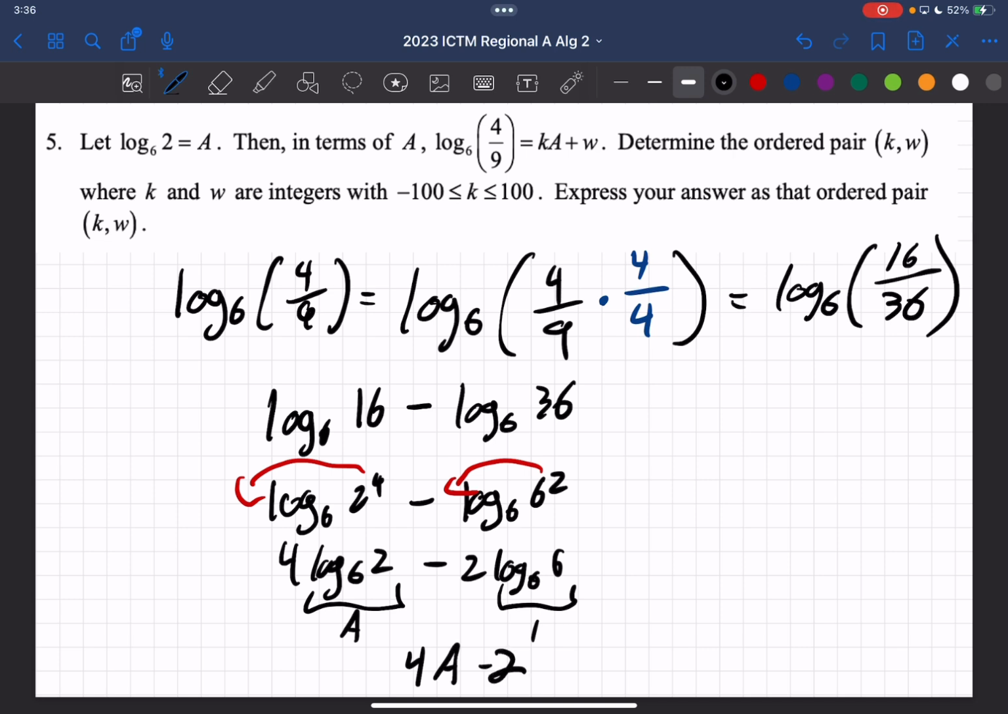So that means our ordered pair is 4 comma negative 2. Notice here that it's plus w, but down here it's minus 2. So that means we have to include the negative 2 in our answer.